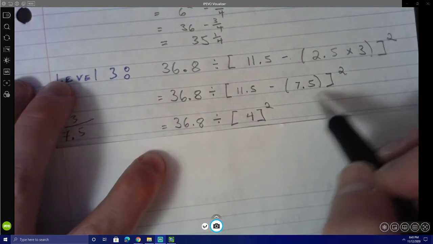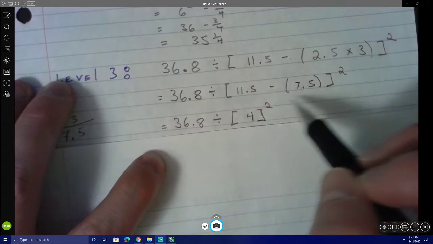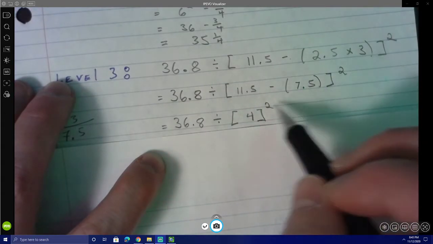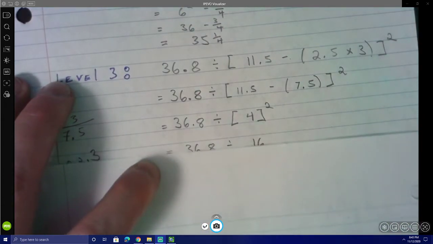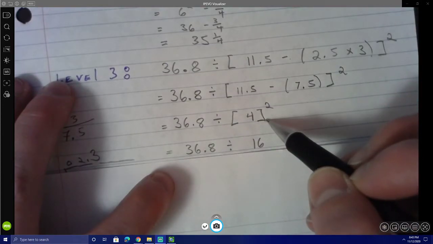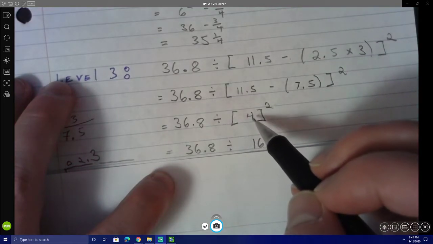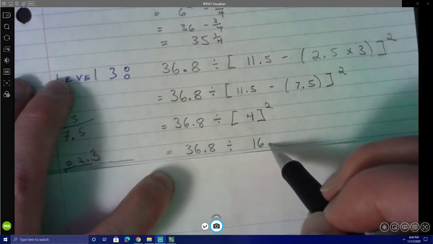From here, I'm working inside this second set of parentheses. So I did 11.5 minus 7.5, and I'm left with 4. I carry down my exponent, and I leave my division as was. Here, I know I need to work on my exponents next. Since I knocked out my parentheses, I then go to my exponents. So 4 squared is equal to 4 times 4, which is equal to 16.